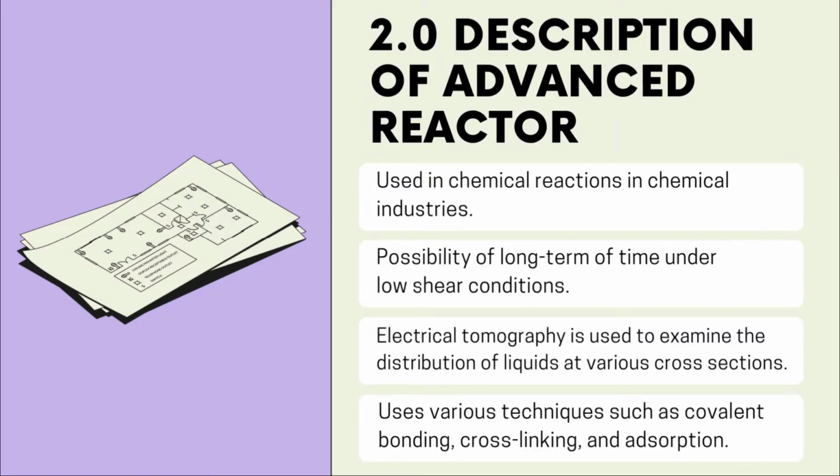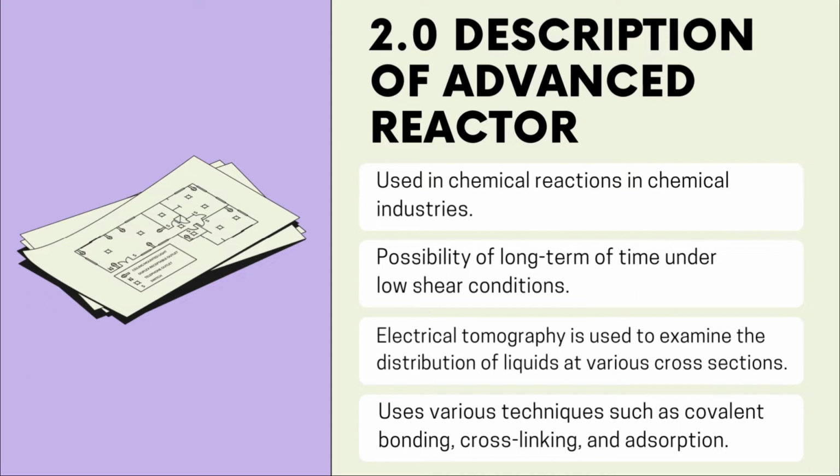For the description of the packed bed bioreactor, the first point is that in the chemical industry, it is used in chemical reactions. These tubular reactors are filled with solid catalyst particles and are typically used to catalyze gas reactions. The chemical reaction occurs on the surface of the catalyst. The second point is due to cell immobilization within microporous matrices, various cell lines can be cultured for long periods of time under low shear conditions.